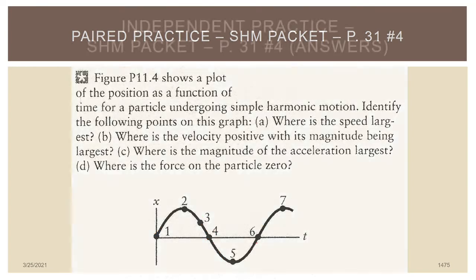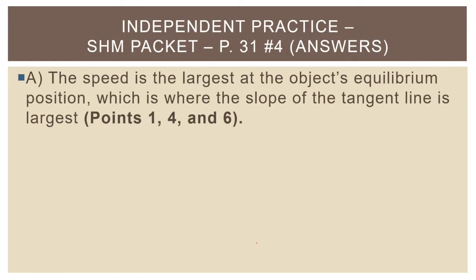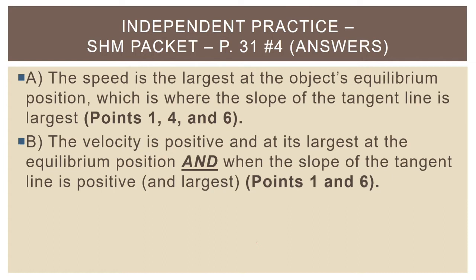And so the explanations are just going to look a little something like this, or at least the answers. The speed is the largest at the object's equilibrium position, which is where the slope of the tangent line is largest. And the velocity is positive and largest at the equilibrium position, and when the slope of the tangent line is positive and largest. And so that would be at points 1 and 6.